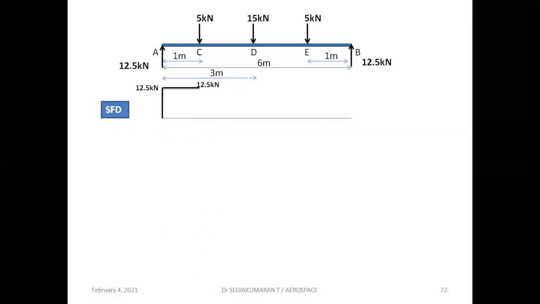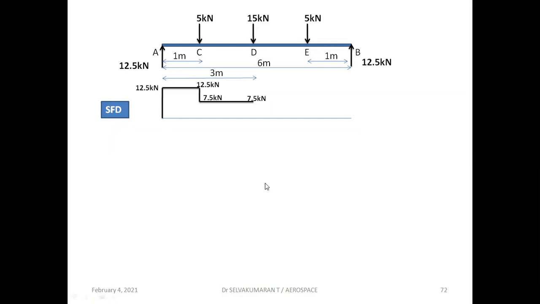So once I reach point C, 5 kilonewton is acting downward. So 12.5 minus 5, which is nothing but 7.5 kilonewton. From C to D, no load is acting. So shear force remains constant. That is 7.5 kilonewton. As you reach the point D, 15 kilonewton is acting downward.